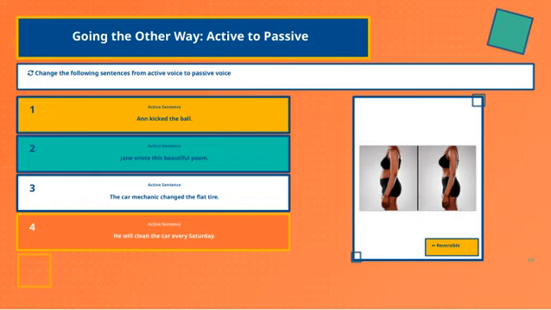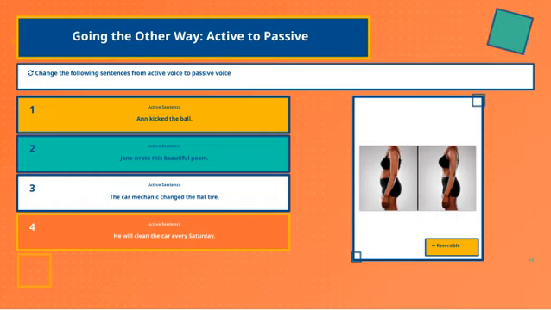Second, Jane wrote this beautiful poem. In passive, it becomes this beautiful poem was written by Jane. Again, we're bringing the object into the spotlight. Third, the car mechanic changed the flat tire. Changing it to passive gives us the flat tire was changed by the car mechanic.